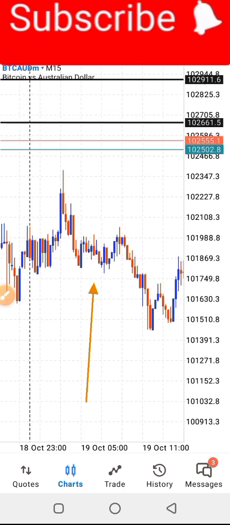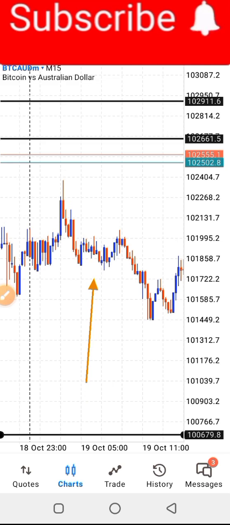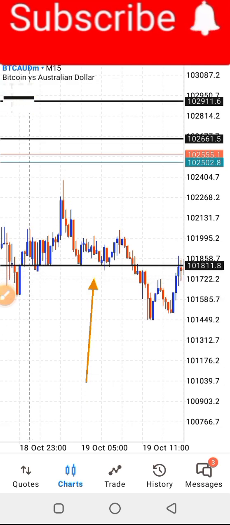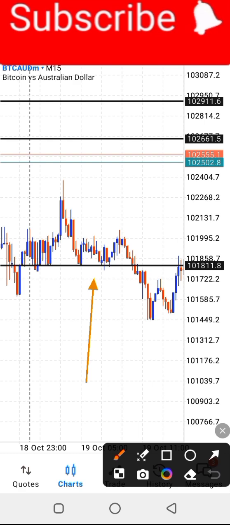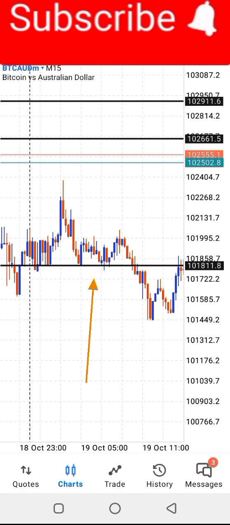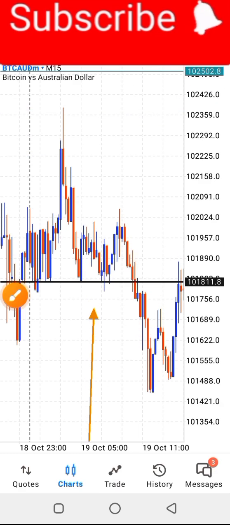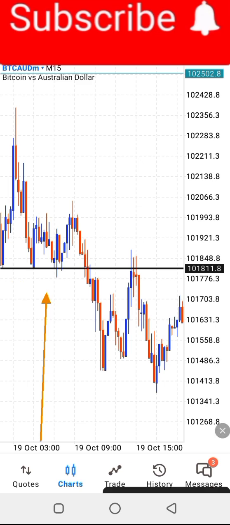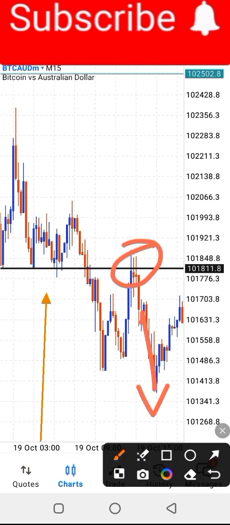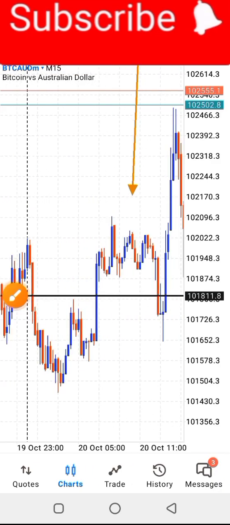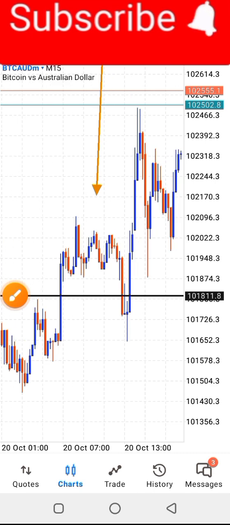So what do you have here? You have a tight range right here, then price broke and moved in a downward direction. When it returned to that level, you could have taken a sell trade from here and made money in the downward direction. Okay, so this is one more example right here.